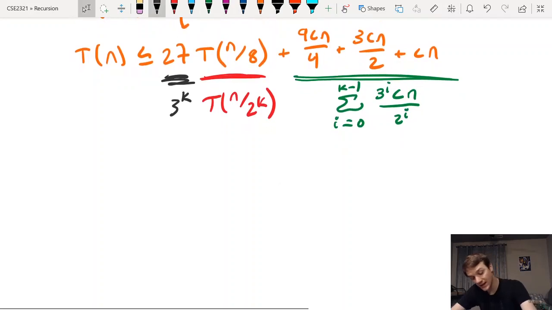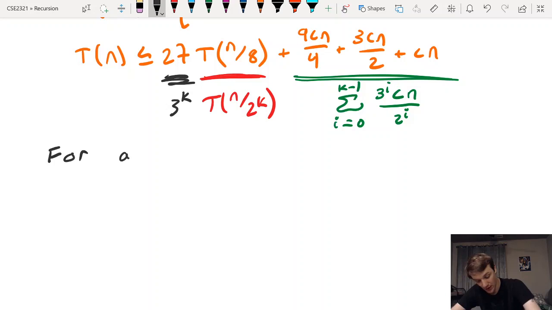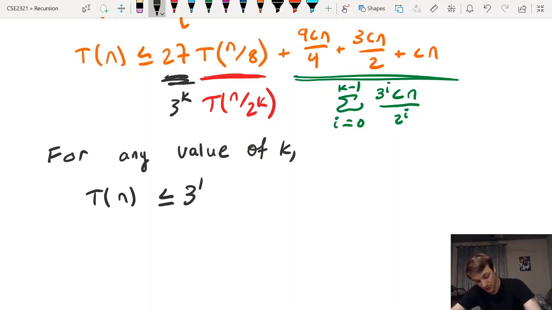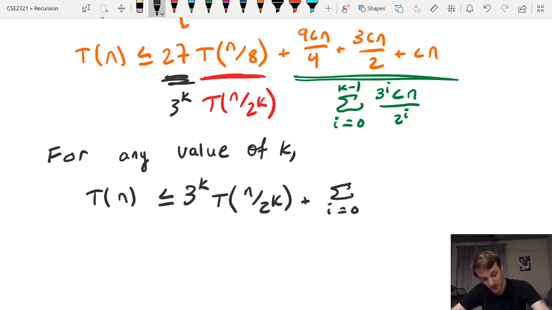Let's use all of that in our final way of bringing the substitution together. So for any value of k, T of n is less than or equal to 3 to the k, T of n over 2 to the k, plus the summation from i equals 0 to k minus 1 of 3 to the i times cn all over 2 to the i.